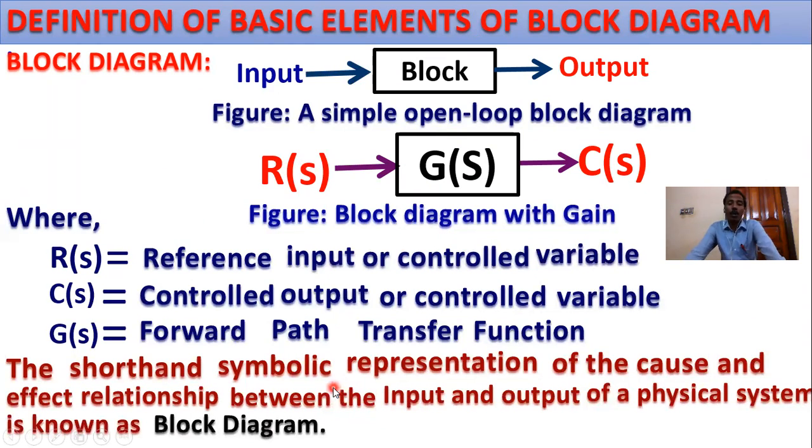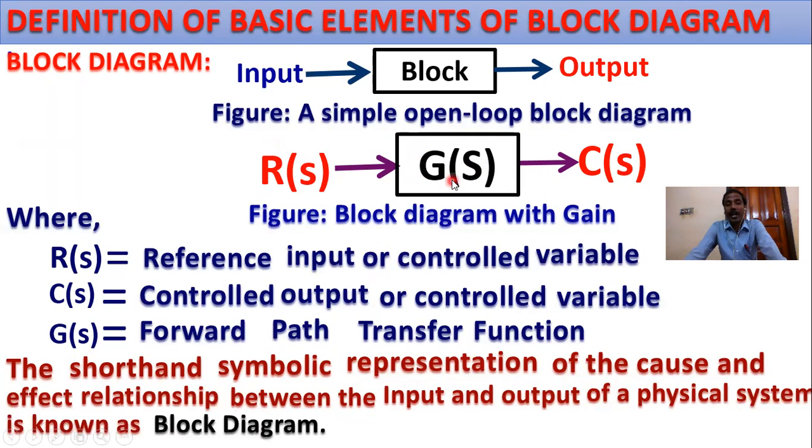So what is the block diagram? Definition of block diagram: the shorthand symbolic representation of the cause and effect relationship, because cause is called input and effect is the output. So the input and output relationship of a physical system. This is the physical system.